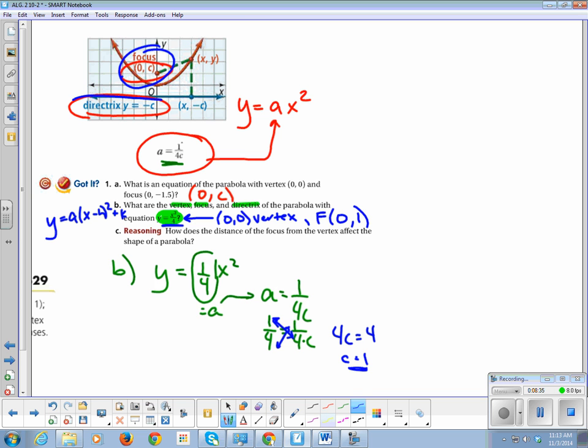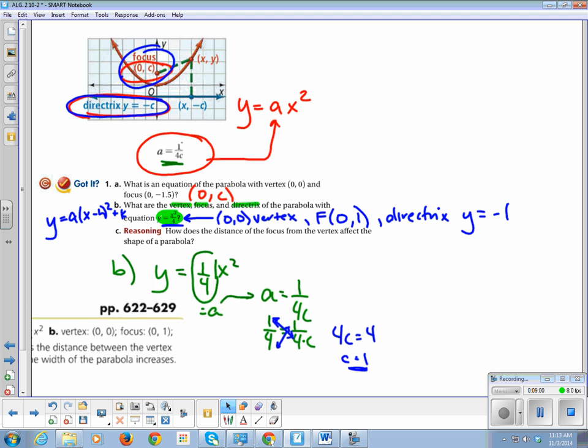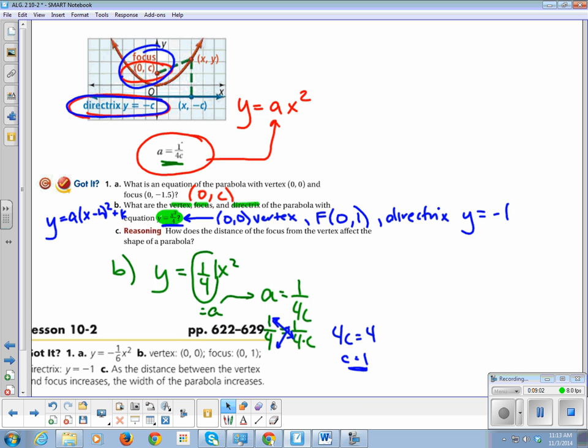And the directrix is at y equals negative c. So the directrix is going to be y equals negative c. And I did sniff the answer.